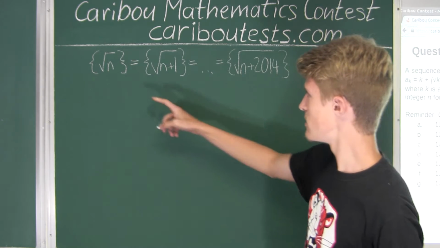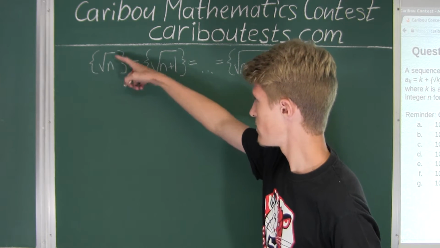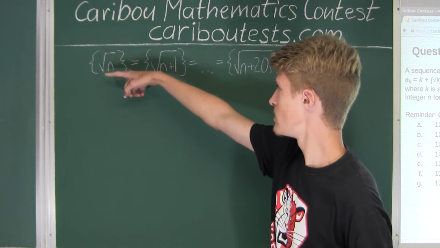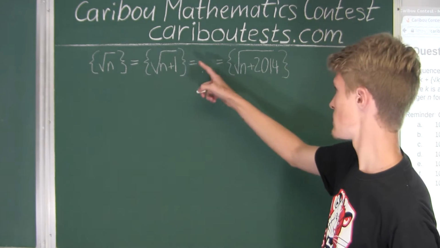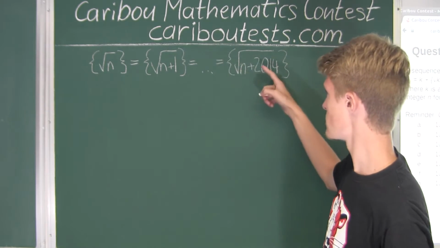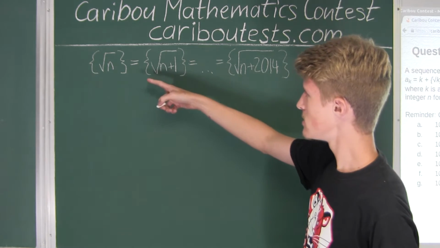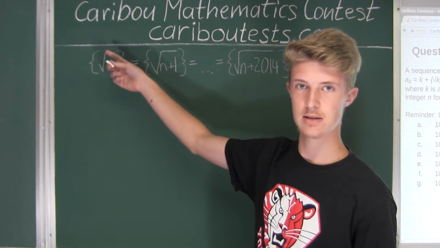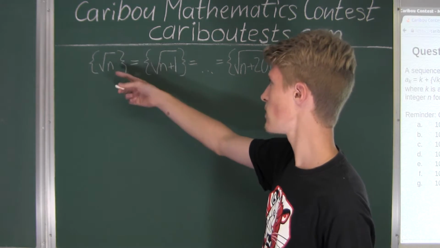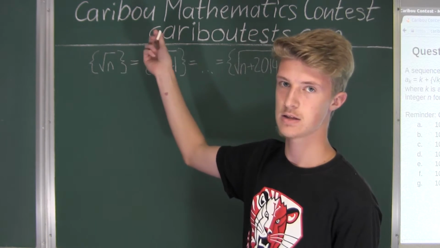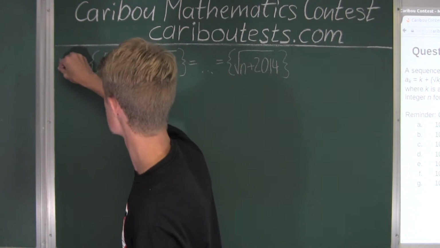Now we know that this rounded value is equal to this is equal to this, all the way for all 2015 terms. So for these integers, let's call them by different names. So let's use m. So we have m equals 2.